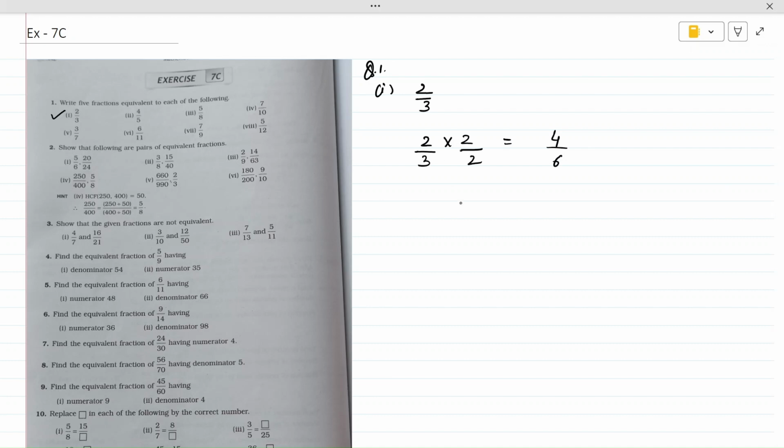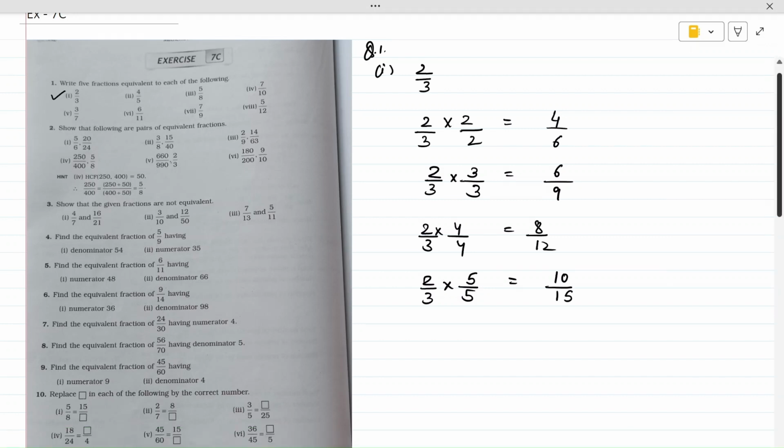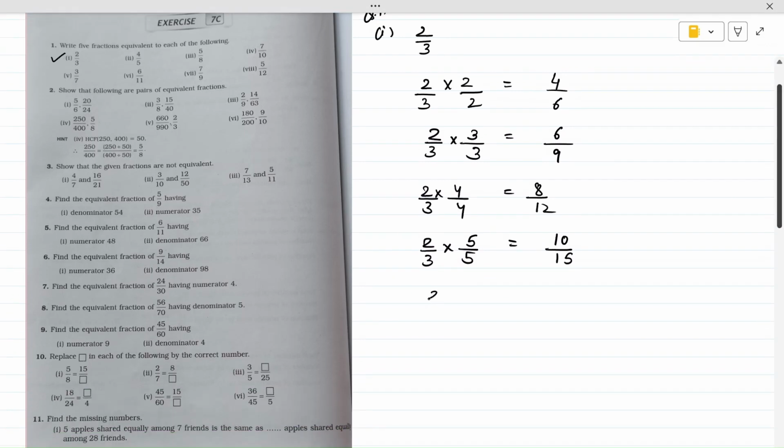Similarly, now we will multiply again with the next number, 3. So this will form 6 by 9. Next, let's multiply this with 4. 4 into 4, we have 8 by 12. Next one, we will multiply this with 5. So we will have 10 by 15. And now, next we are going to multiply this with 6. This will give us 12 by 18.